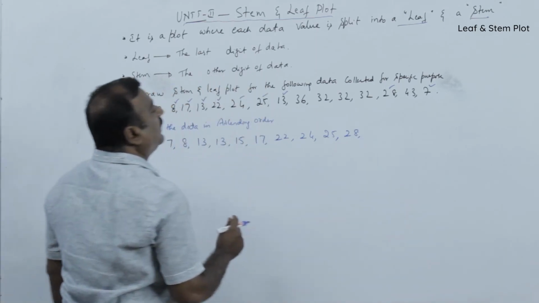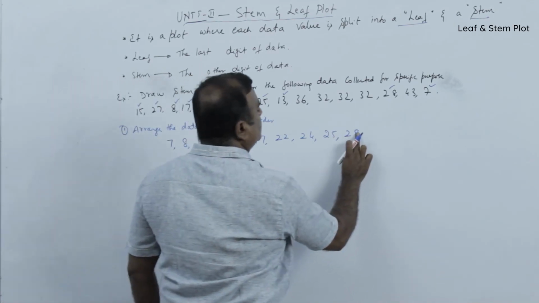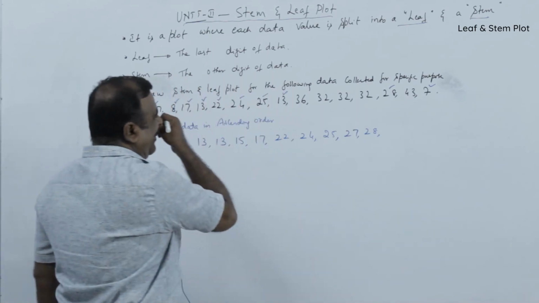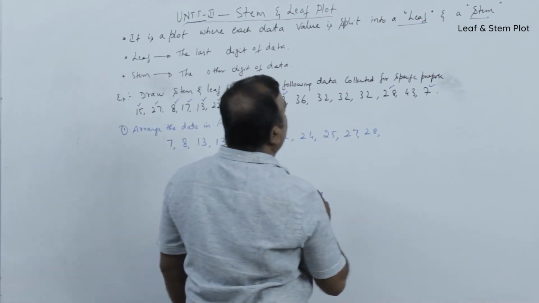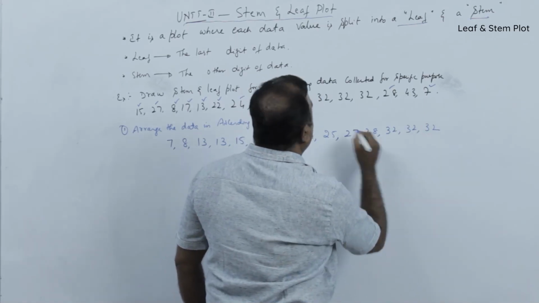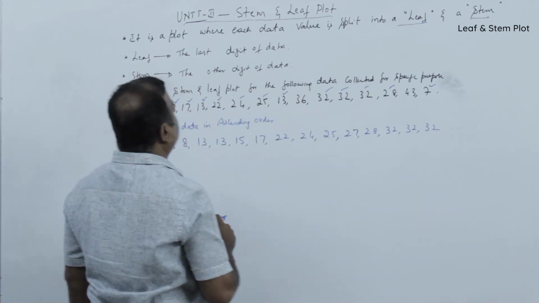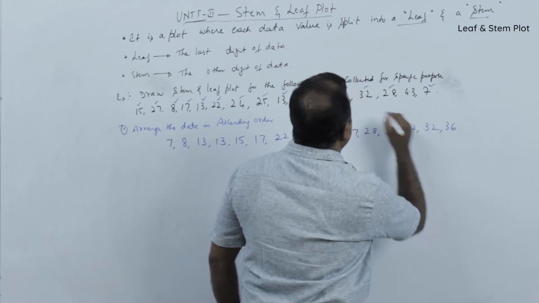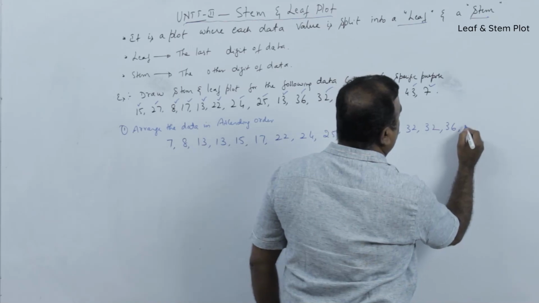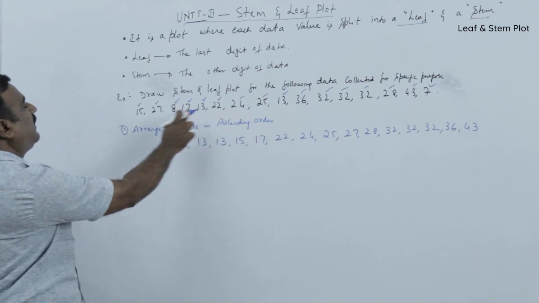28 after 28, 27 I missed here. After 27, 28 comes. After 28, 32 is coming three times. 1, 2, 3, 32. Next comes 36. Next is 36, here it is 36. Next, the last is 43. Okay, now I think all the data has been included.